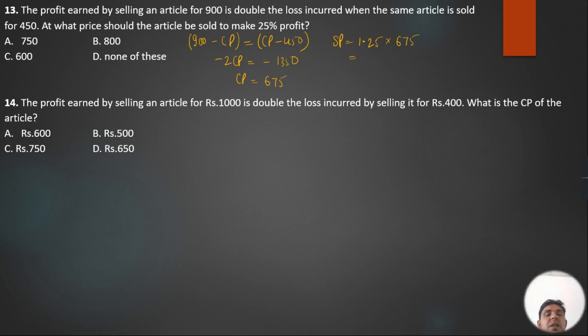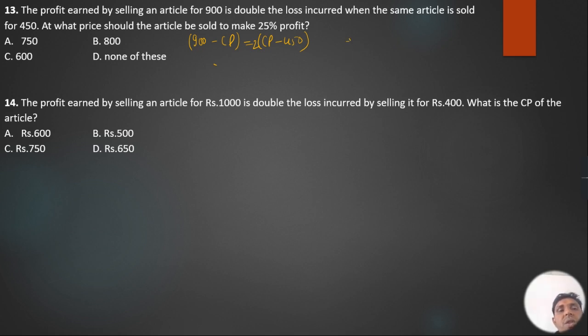The profit earned by selling an article for rupees 900 is double the loss. So the entire thing will be different, right? Entire things will be different here.